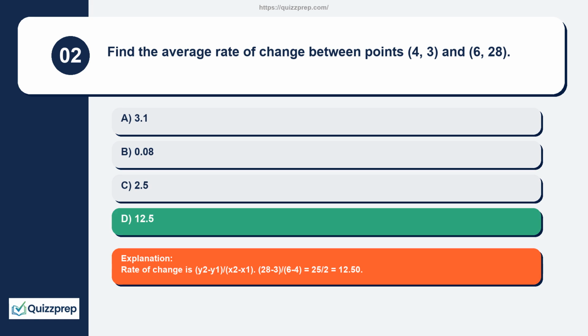Rate of change is (y2 - y1) / (x2 - x1). (28 - 3) / (6 - 4) equals 25 halves equals 12.50.